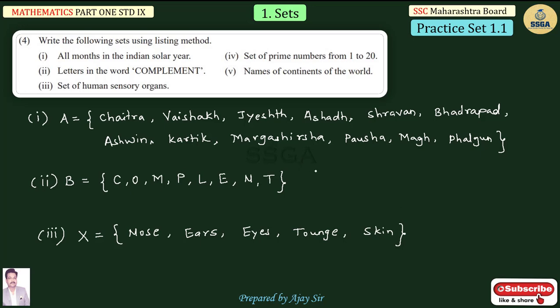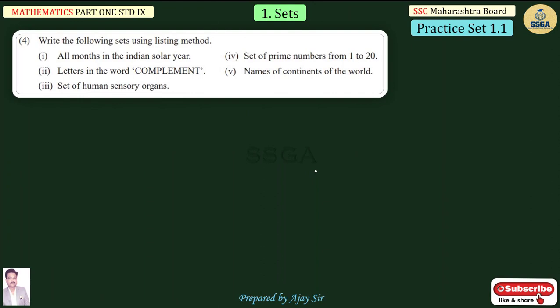Set of prime numbers from 1 to 20. This is the fourth. Prime numbers we have to write from 1 to 20. Let us consider this set as set Z. That is, first is 2, 3, then 5, 7. 8 and 9 are in the table, 10 is also there, so 11, 13, then 17 and 19. So all these elements are called prime numbers from 1 to 20.